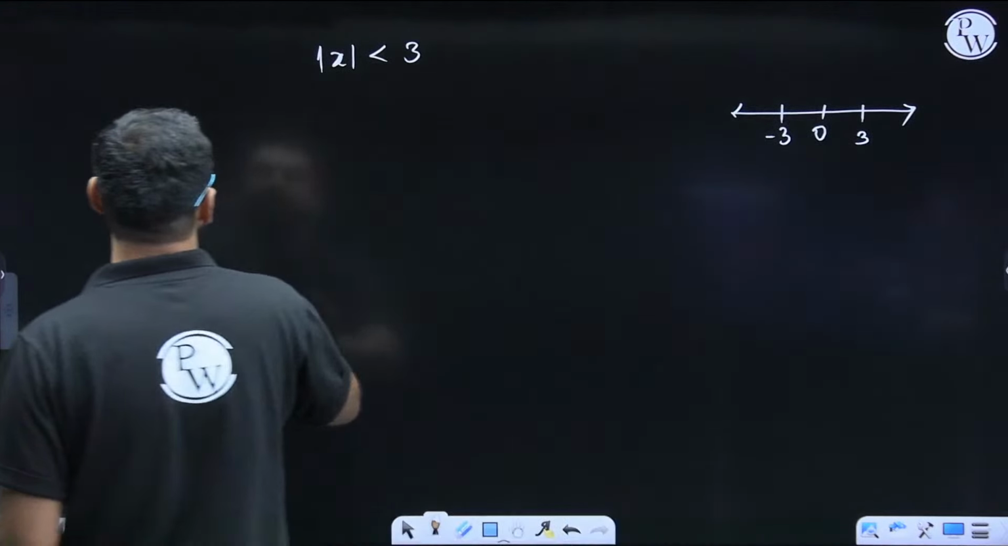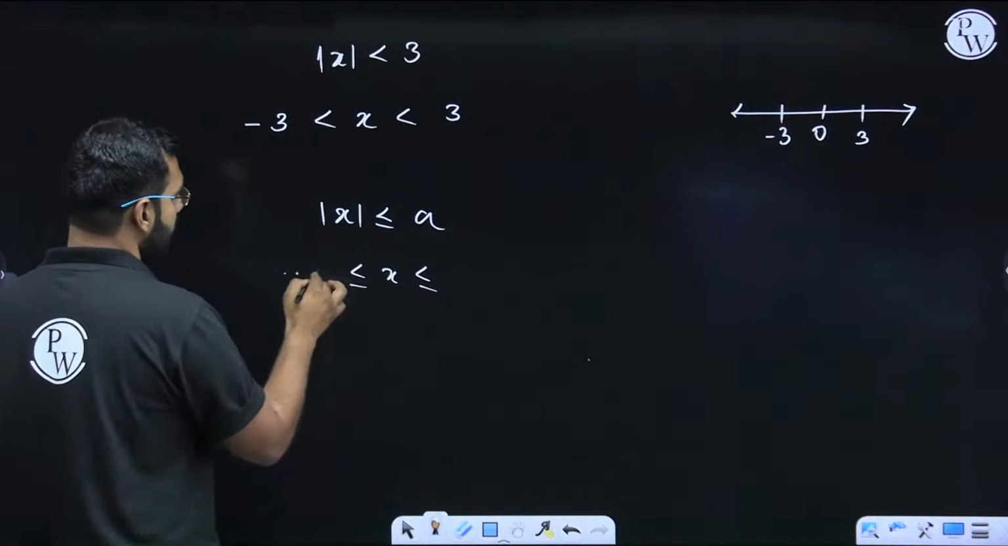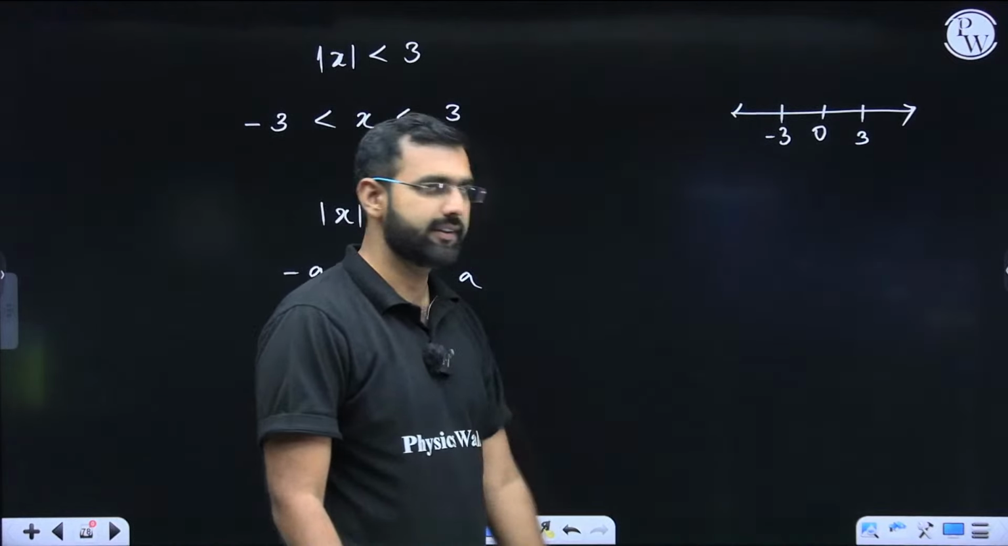So whenever somebody says mod x is less than 3, then you should not hesitate in saying that x will be from minus 3 to 3. You can draw this direct conclusion, which means the generalization here is that if somebody says that mod x is less than or equal to a, what will you say? That x will lie between minus a to a. Will you remember that result, all the participants?